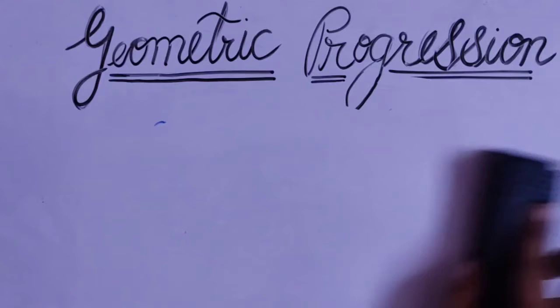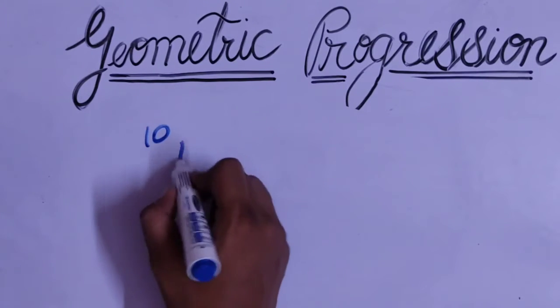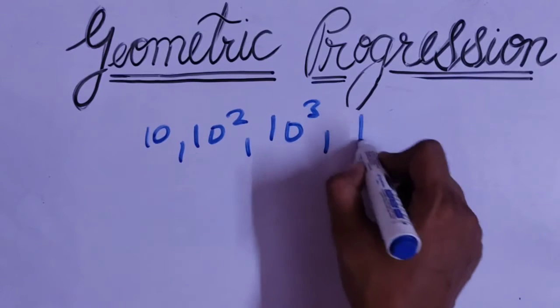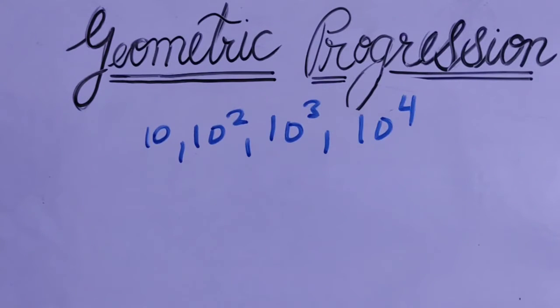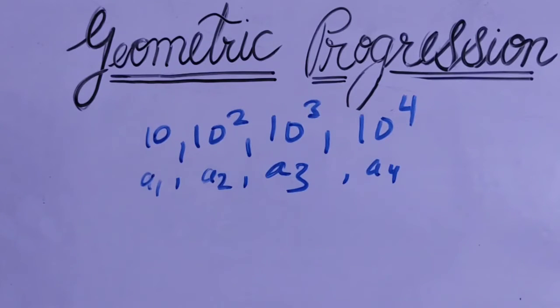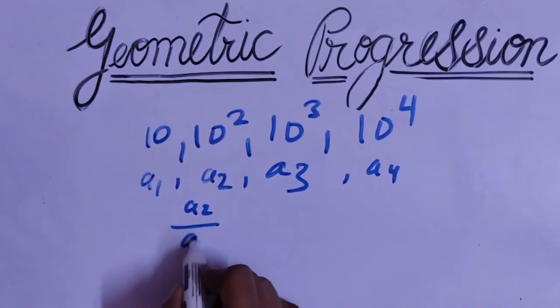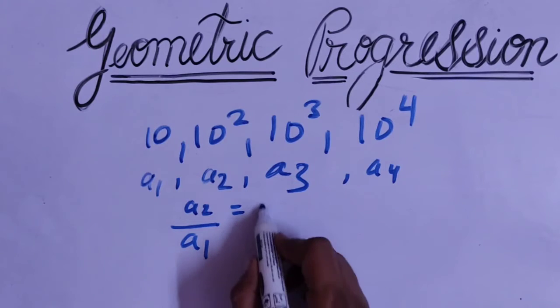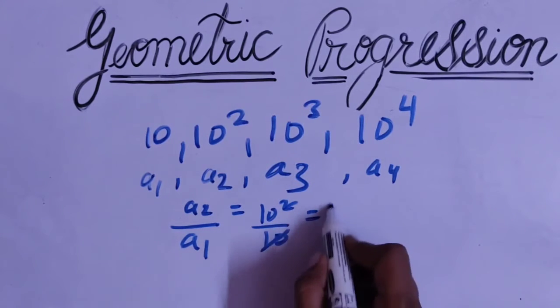Suppose you have an example 10, 10 square, 10 cube, 10 to the power 4. Now let us find the ratio over here. Suppose I am finding the ratio of the second term and the first term. First of all, this is your first term, so it is your A1. This is your A2, this is your A3 and this is your A4. I am finding the ratio of A2 and A1. So what I will get, students, is A2 by A1, that means 10 square by 10. What will come? Only 10.